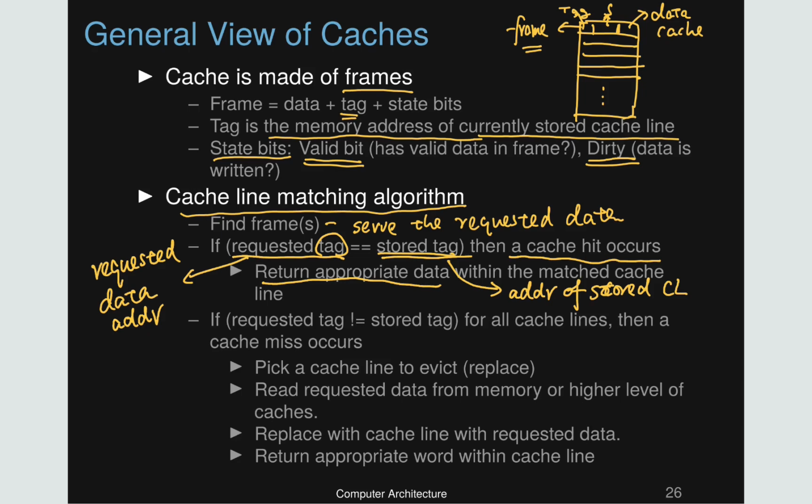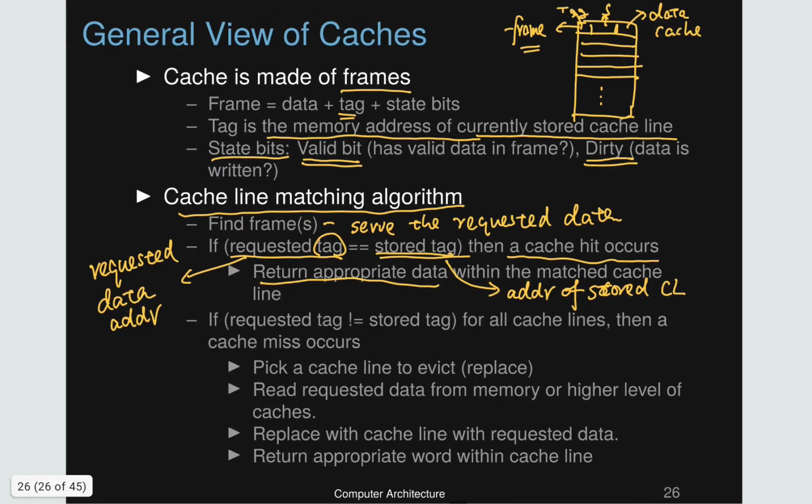The cache line is 64 bytes, so we cannot return the whole cache line to the CPU. The CPU is usually only requesting a part of it. So we're going to return the portion of the cache line that corresponds to the requested data back to the CPU.